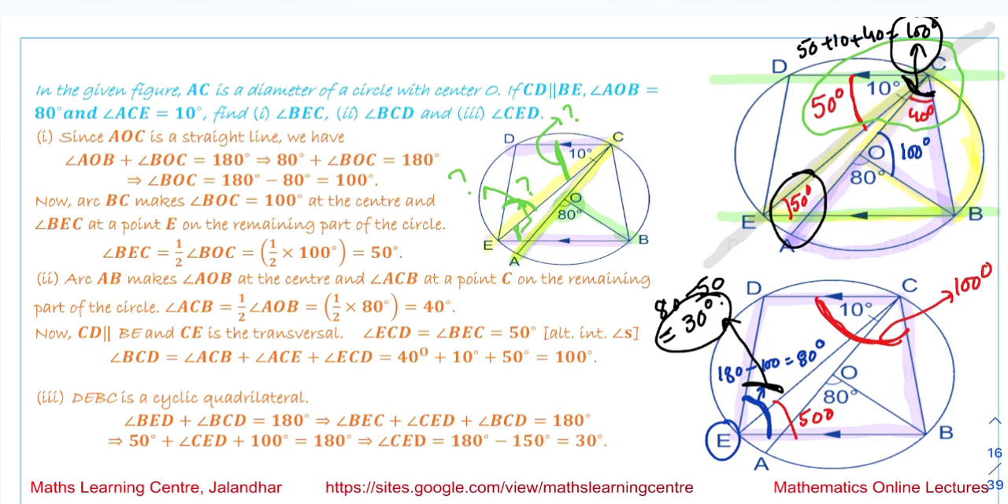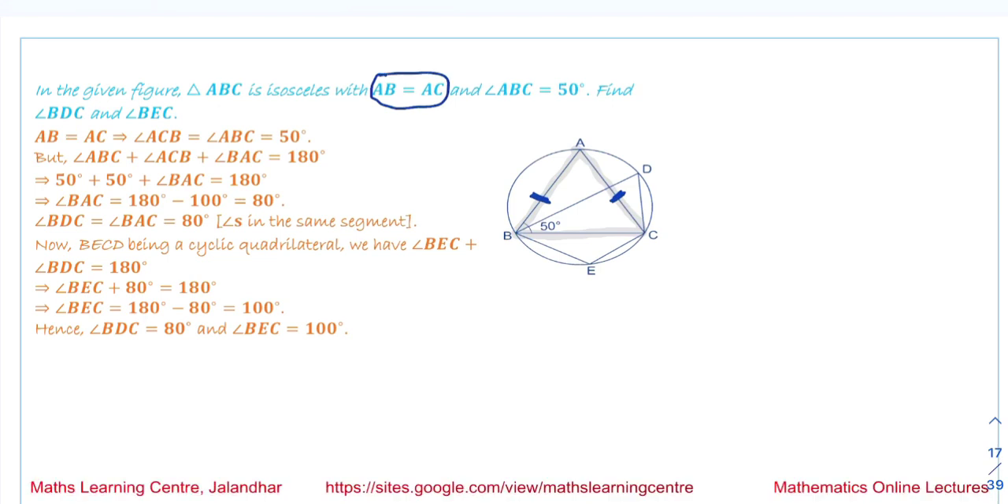Now next we are given a triangle ABC. It is given that this side AB and this side AC are both equal in length. This triangle is isosceles. ABC is an isosceles triangle, AB is equal to AC, and the measure of angle ABC over here is 50 degrees. We have to find the value of the angle BDC and angle BEC.